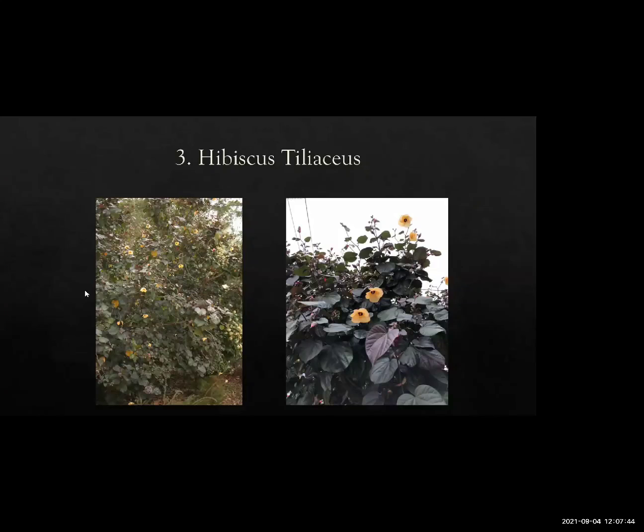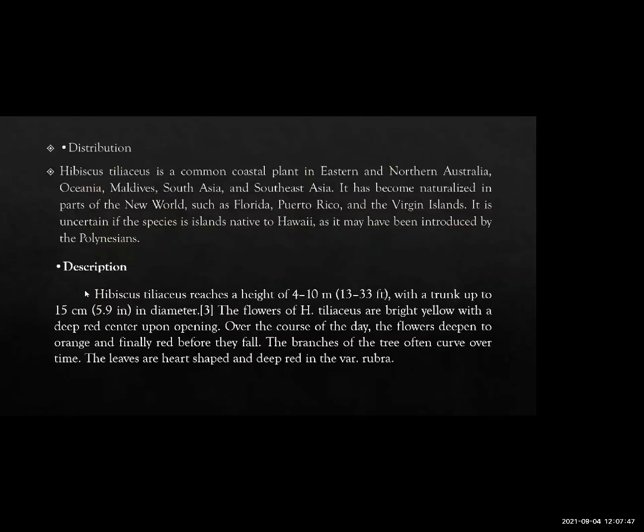Description. Hibiscus tiliaceus reaches a height of 4 to 10 meters or 13 to 33 feet with a trunk up to 15 centimeters or 5.9 inches in diameter. The flowers of Hibiscus tiliaceus are bright yellow with a deep red center upon opening. Over the course of the day, the flowers deepen to orange and finally red before they fall. The branches of the tree often curve over time. The leaves are heart-shaped and deep red in the variety rubra.